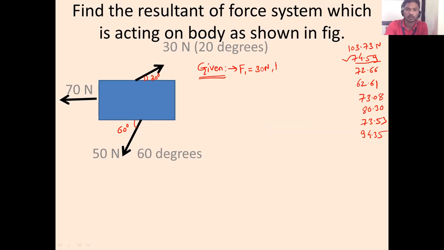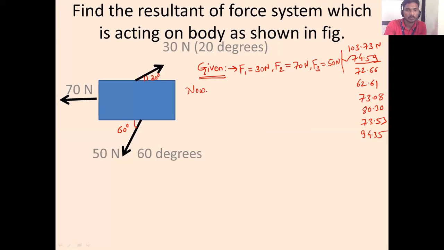Next, F2. Which force do you want to assume as F2? 70 Newton. Okay, 70 Newton. F3, 50 Newton. Okay. F1 is with us, F2 is with us, 70, and F3. Now, what is our task?